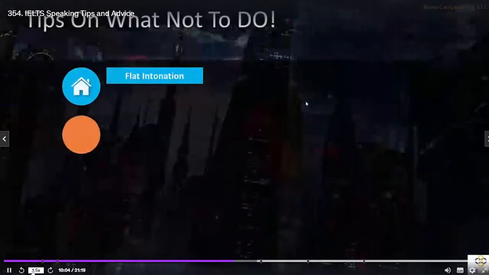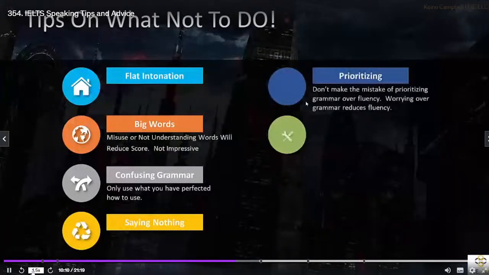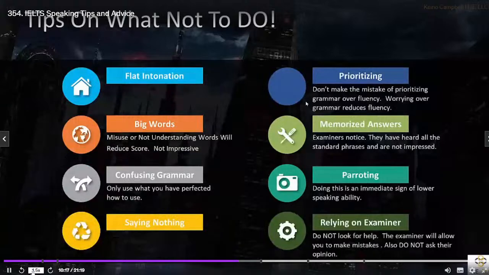Now, here are some great tips on what not to do. Flat intonation. Flat intonation will always lead to a lower score. So what I mean by that is this. I like music because music has always been a part of my life, and I don't know what I would do if I could not listen to music every day. Now, some of you may hear that and say, okay, well, that's okay. Well, it's very flat. There was no intonation. There was no rising and falling. Native speakers have intonation. If you're flat, you're going to really hurt your score.